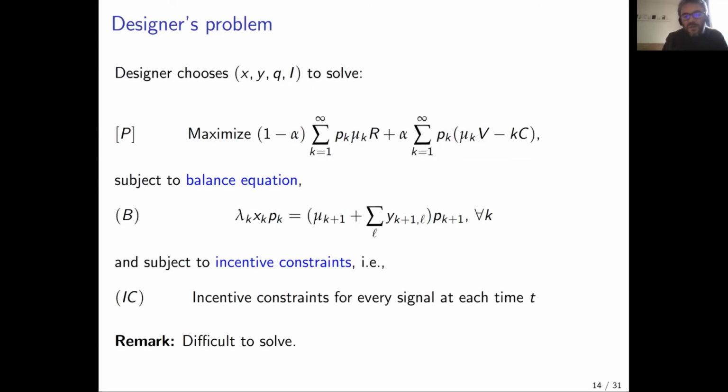So in general, this problem is fairly difficult to solve. In particular, the incentive constraints are complicated because you have to think about how beliefs evolve over time, and the way in which they evolve may finely depend on the queuing rule. So these are fairly complicated objects. And so the way in which we proceed to solve this problem is to first consider a relaxed problem.